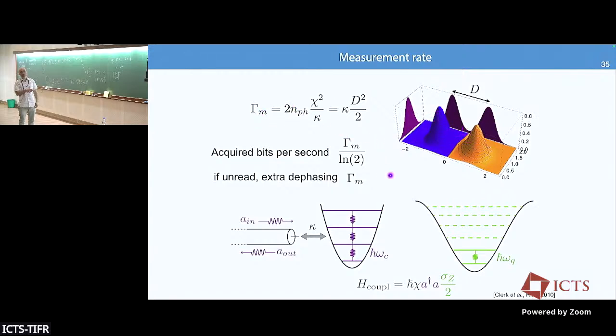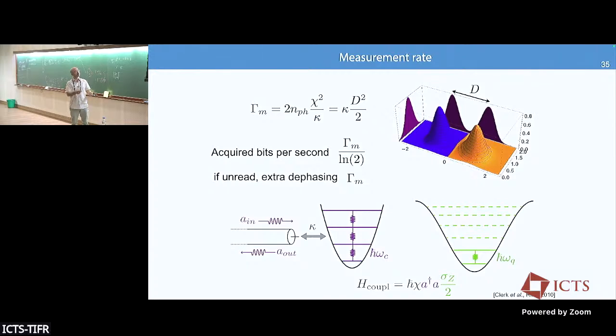This quantity tells you by how much the qubit gets dephased, what the dephasing rate of the qubit induced by the measurement is. So if I just send this amplitude towards the cavity and look away, I don't record the measurement, the qubit will get dephased at that rate.